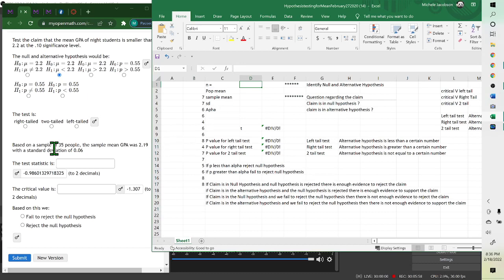Our sample size from here is 35 people. Population mean, the 2.2 from your null hypothesis. The sample mean is from the sample, which was 2.19. Standard deviation was 0.06. And alpha was 0.1.